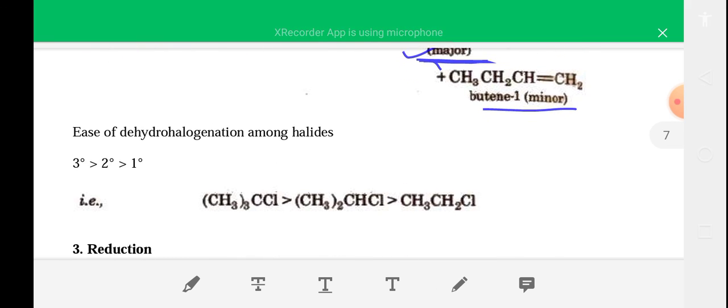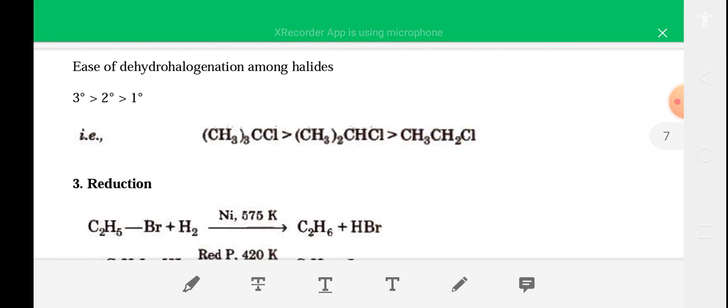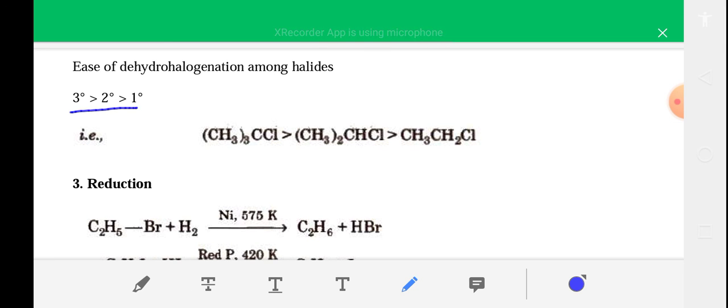The ease of dehydrohalogenation, that is elimination, of different alkyl halides follows this reactivity order: 3 degree alkyl halide is greater than 2 degree alkyl halide, greater than 1 degree alkyl halide.